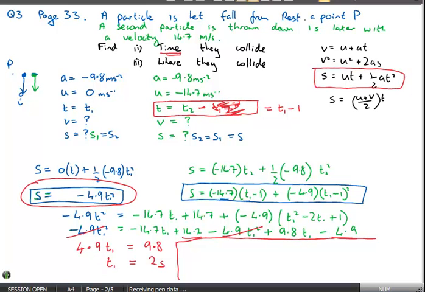Part 2 is really short. We know that S is equal to minus 4.9 t1 squared. So it's minus 4.9 times t1 squared, which would be 4 times 4.9, which is 19.6 meters. And the minus sign tells us that it's below the horizon, so it's below the point. So those are those two problems there: the time when they collide, and where they collide.